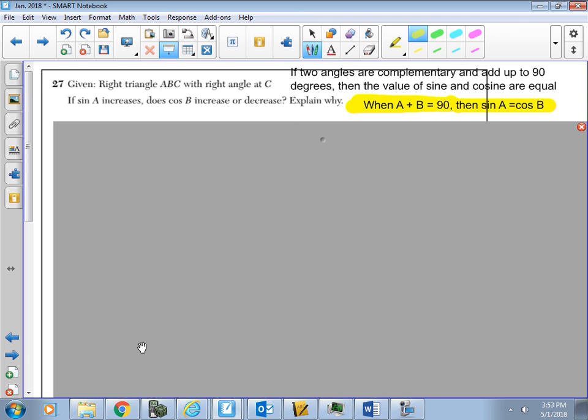Right, so now let's go back to our question here. It says, if sine A increases, does cosine B increase or decrease? Okay, well, think about this. If sine of A is going to be equal to cosine of B, and we know that because they have to add up to 90, then that means as sine A increases, cosine B is going to be the same value, so it's going to increase right along with it. Okay? It's going to increase right along with it.